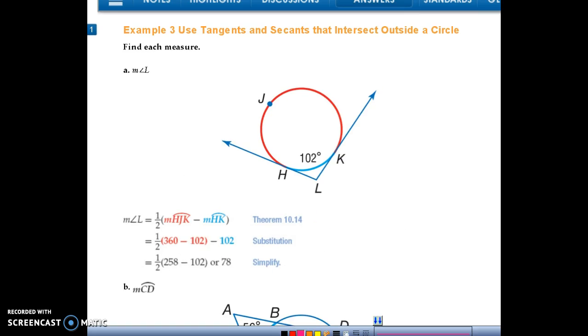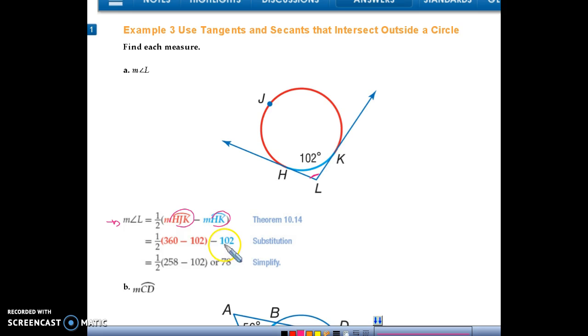Let's see this example here. We have a circle, we have HL and LK that are two tangents, and we need to find the measure of this angle L. Okay, by that theorem that we just saw, the measure of this angle L is going to be 1/2 of the big arc HJK and this arc HK. And this is illustrated here. 1/2 of HJK minus the measure of arc HK.